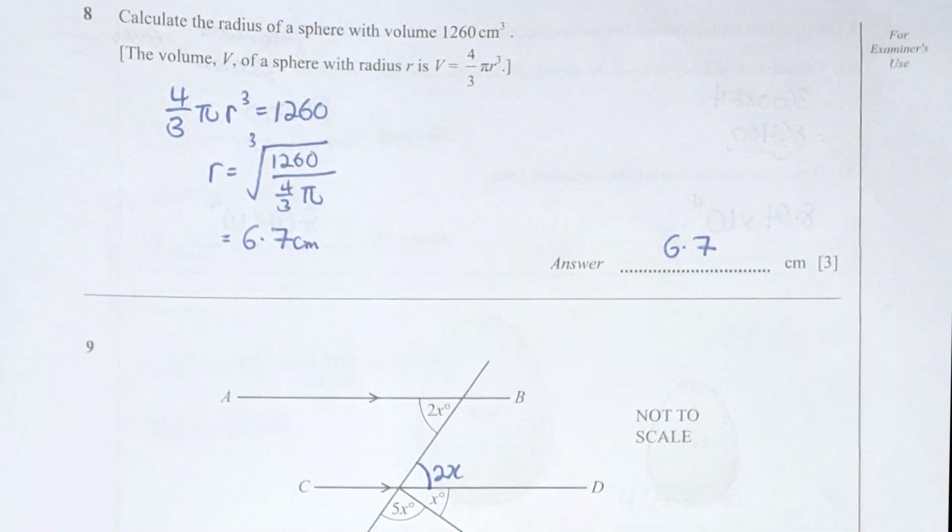Question 8. Calculate the radius of a sphere with a volume of 1260. So 4 over 3 pi r cubed equals 1260. r equals the cube root of 1260 over 4 over 3 pi. So your final result will be 6.7 centimeters.